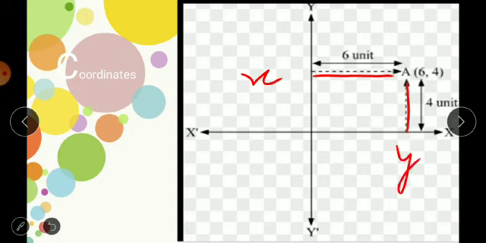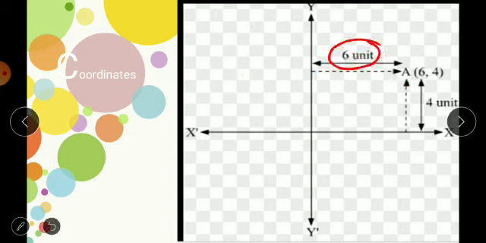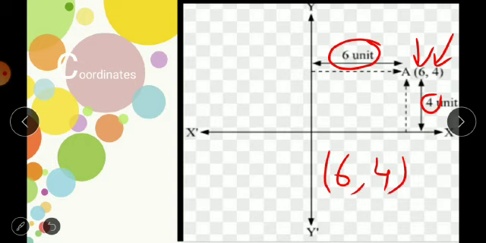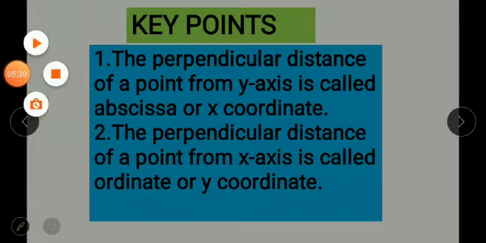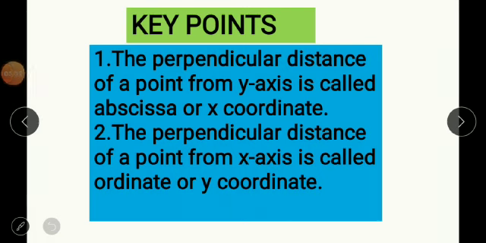In this slide, the perpendicular distance of point A from the y-axis is 6 units. Therefore, its x-coordinate is 6. And the perpendicular distance of point A from the x-axis is 4 units. Therefore, its y-coordinate is 4. Hence, the coordinates of point A are 6 and 4. Now read these key points.